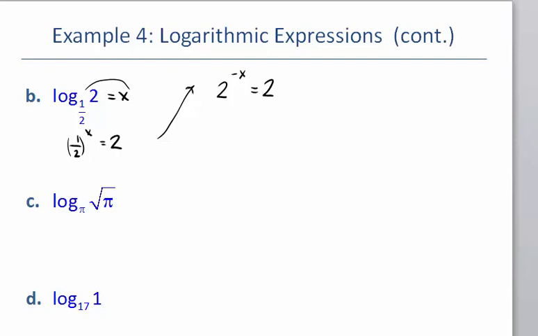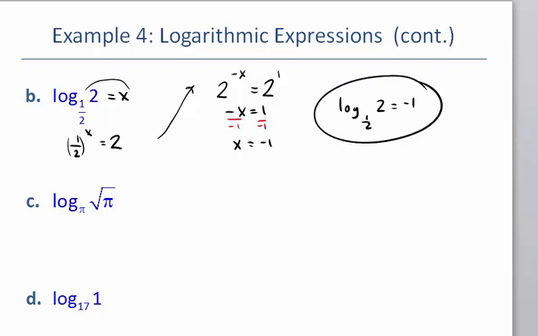Now, if we have 2 to the negative x is equal to 2, this is 2 to the first. So remember that when we're solving this exponential equation, which is what it is at this point, once our bases are alike, then we can set our exponents equal to each other and solve. So we can write down negative x is equal to 1. And then we want to solve for x, so we divide by negative 1. And so x would equal negative 1. So log base 1/2 of 2 is equal to negative 1.